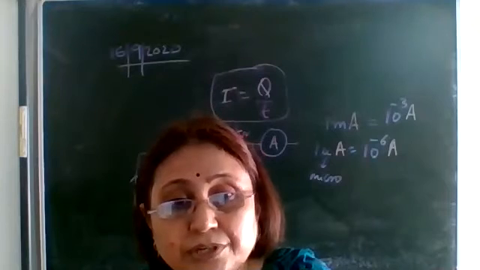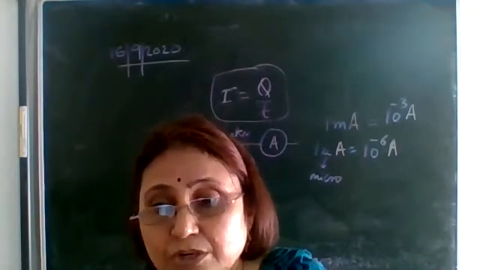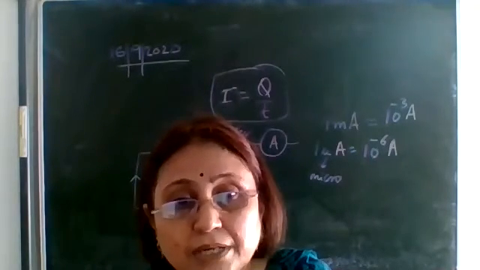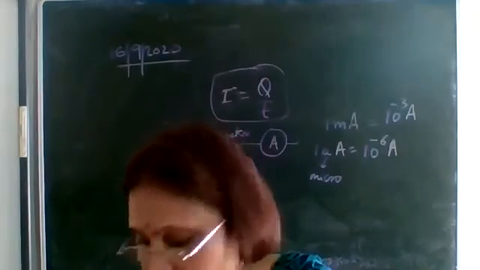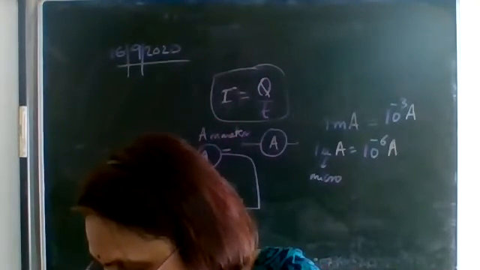Okay, what is the SI unit of electric current? It is ampere. And how will you define 1 ampere? 1 ampere is 1 coulomb of charge flowing in 1 second. 1 ampere is equal to 1 coulomb upon 1 second. Write the next question.